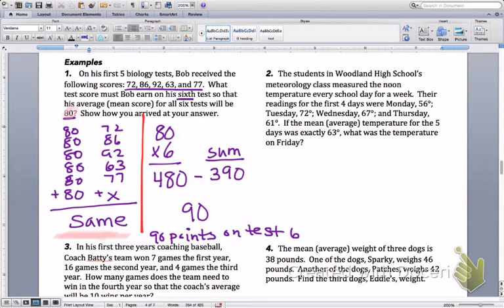Let's look at number 2. We have students at Woodland High. Meteorology class measured the noon temperature for the week. So their readings for the first 4 days were 56, 72 for Tuesday, Wednesday 67, Thursday 61. If the mean or the average temperature for the 5 days was 63, so this is the average right here, what was the temperature on Friday, because we only have the first 4 days. So we're going to go ahead and figure that out.